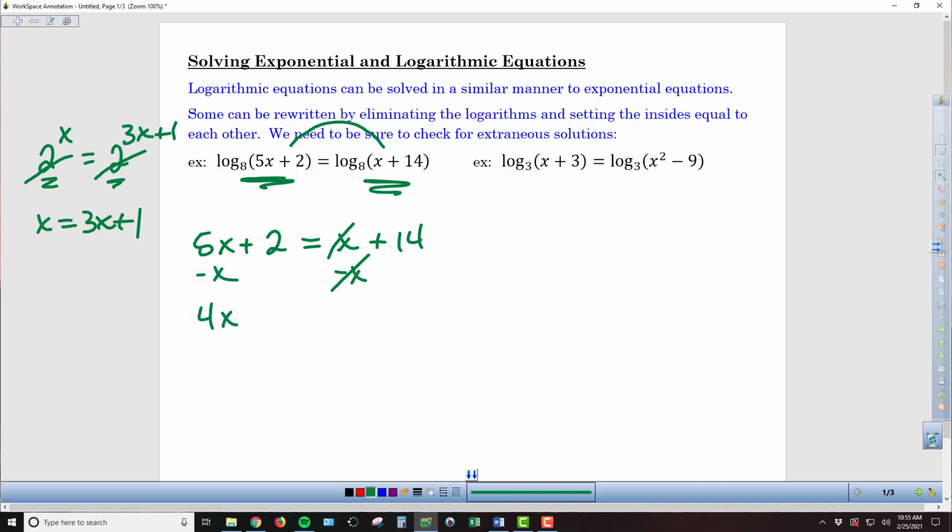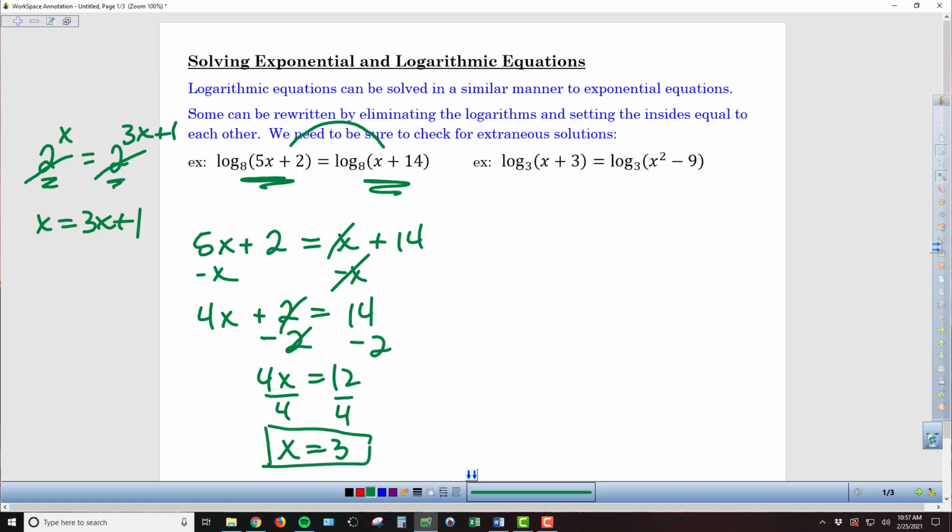So we get 4x on the left here after subtracting x from both sides, plus 2 equals 14. We can subtract 2 from both sides. We get 4x equals 12. And then dividing by 4, we get x equals 3.